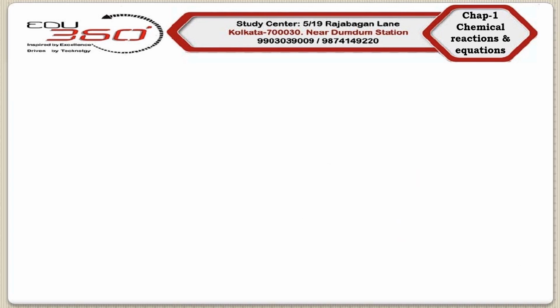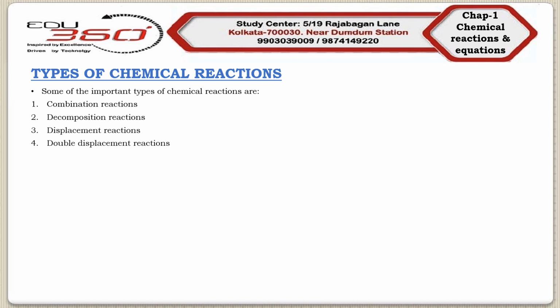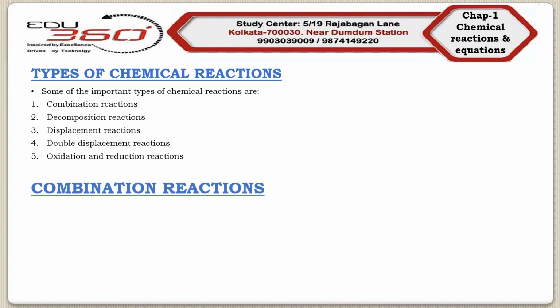First, we will discuss the types of chemical reactions. Some of the important types are: number 1, combination reactions; number 2, decomposition reactions; number 3, displacement reactions; number 4, double displacement reactions; number 5, oxidation and reduction reactions. In this video, we will discuss the combination reactions and the decomposition reactions. So let's start with the combination reactions.